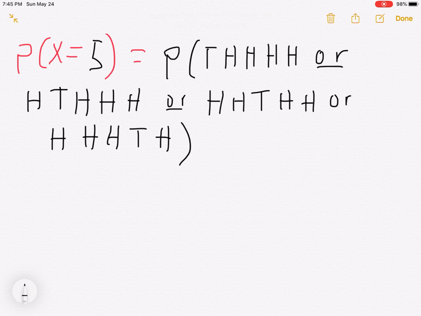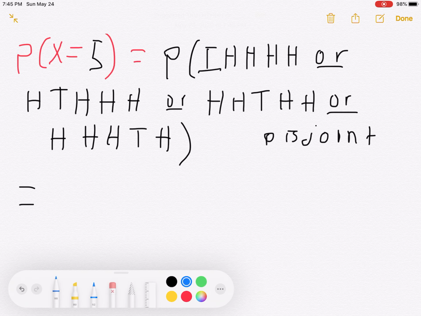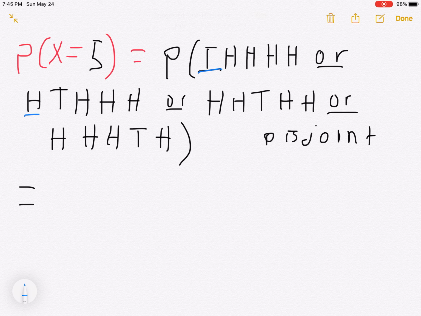And with these ors, we can add them so long as they're disjoint. They're disjoint, okay, because it's not possible for the first outcome to be tails and heads. It's not possible for the first outcome and this outcome to be heads. Or this one. Every one of these has a tails in a different position and a heads in a different position. It's not possible for both of those events to occur at the same time. So each of these events are disjoint because of the placement of the tails.